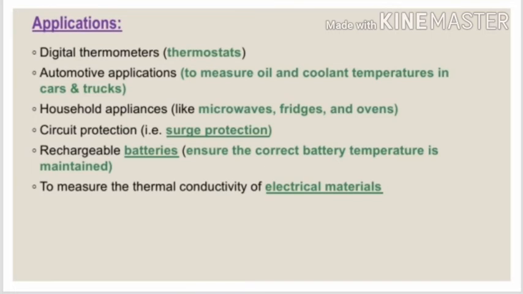Let's talk about the application of thermistor. It is used in digital thermometers or thermostats. It is also used in automotive applications to measure oil and coolant temperature in cars and trucks. Thermistors are used in household appliances like microwaves, fridges and ovens. It is also used to protect circuits, or in surge protection. It is used in rechargeable batteries to ensure the correct battery temperature is maintained. It is also used to measure the thermal conductivity of electrical materials.